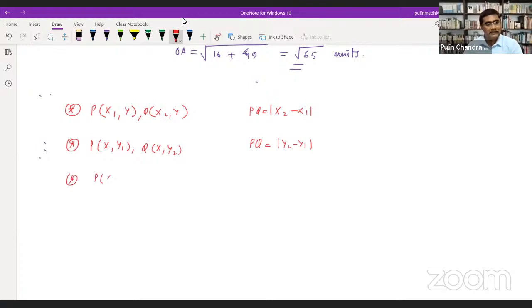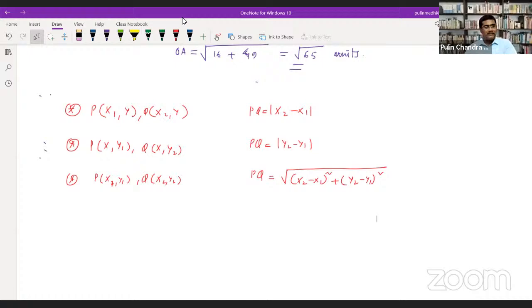Then if I have two different points, x1, y1, x2, y2, then PQ will be found out simply by taking the square of the differences of abscissa and ordinate. Right? Order does not matter here, but whatever order you apply for the first, apply the same for the second.